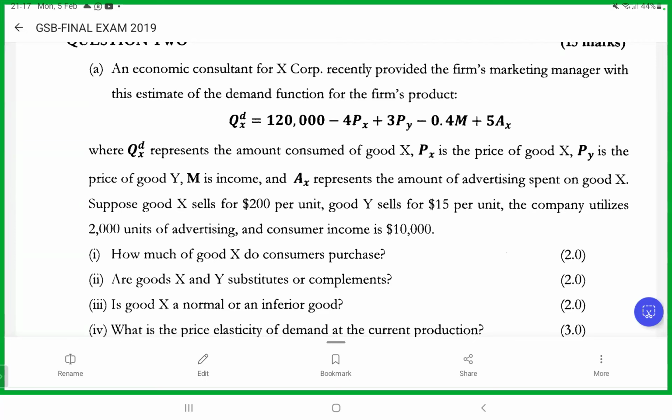So what can we do to find how much of good X consumers purchase? In short, we need the quantity, right? We are looking for the quantity or the amount of good X consumed, which is Q superscript D and subscript X. How can we find the amount? We just copy the demand function here.